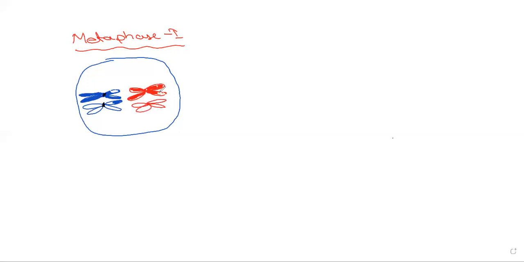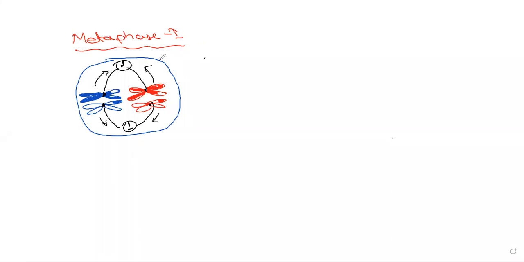Suppose in between these two, and here it will be like this. And as we have discussed, the spindle fiber has already formed in prophase 1, and that spindle fiber is now attached with this, and this is attached with this. So now this will pull towards this, and this will pull towards this by the spindle fiber. Okay, so the homologous pair of chromosomes are in this stage.